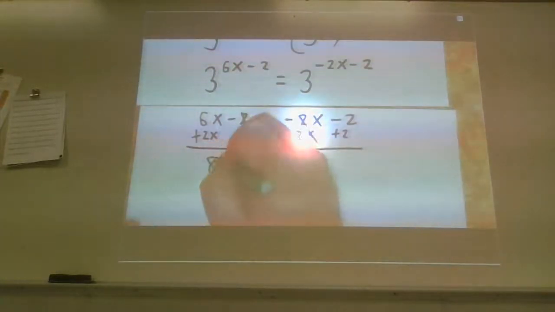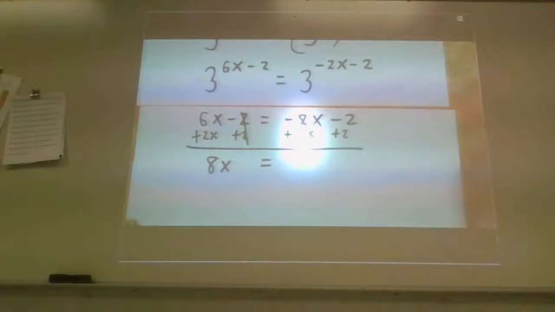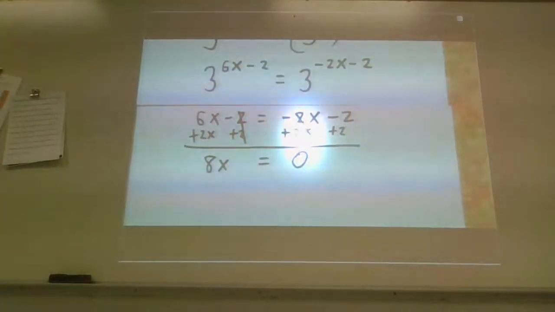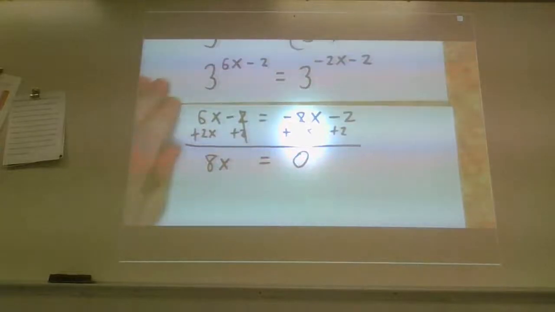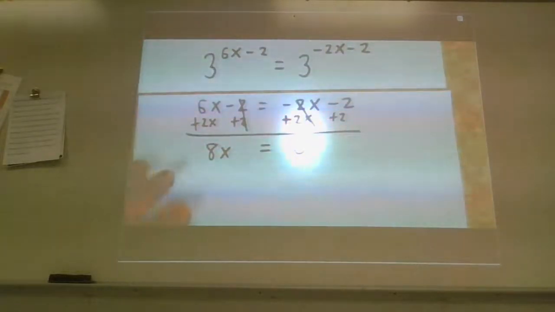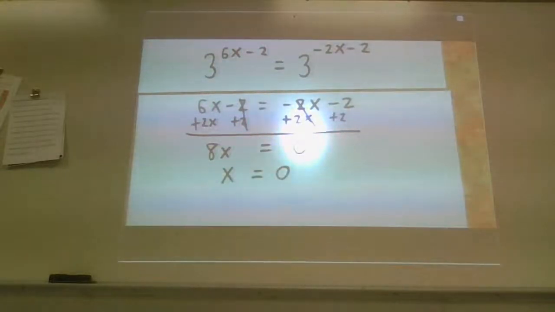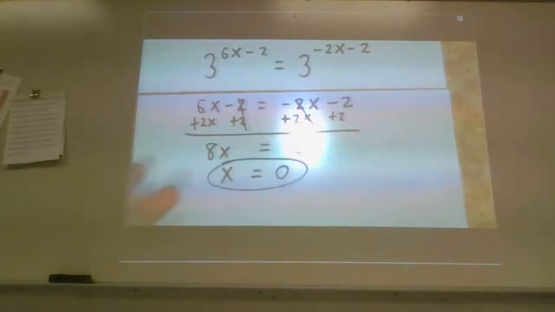Anyway, 6x and 2x make 8x. I get a 0 on the other side. Holy crap. Wait a minute. Divide by 8. You're telling me my answer was 0 the whole time? Yeah, it was. It was 0 the whole time. We're going to go back to the original problem to prove that in a moment. But the answer was indeed 0 the whole time.